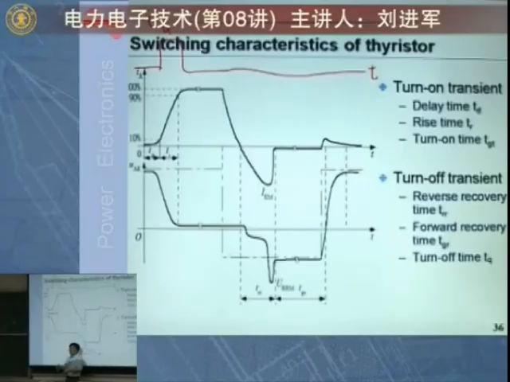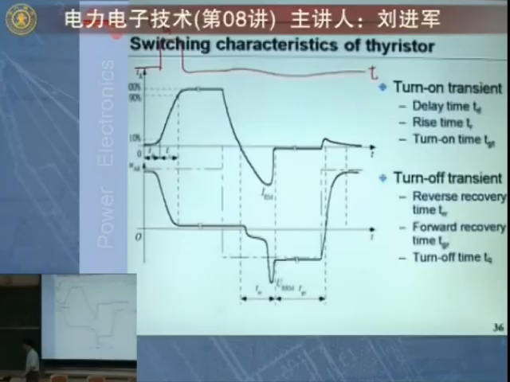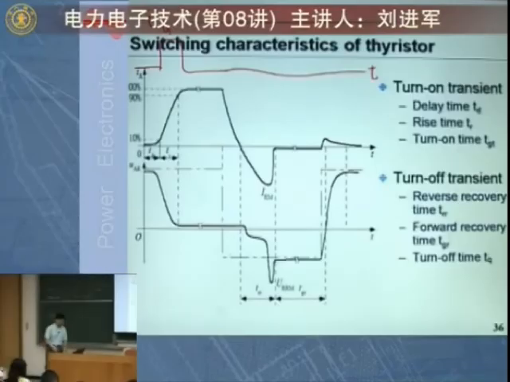Before it's turned on, the outside voltage is all applied to A and K. When it is turned on, the voltage between A and K will decrease to 0, because both of those two transistors are driven to saturation region. The voltage across those two transistors will be very small. So the voltage will decrease to 0 when it is turned on, and the current flowing through the thyristor will be increasing. So you need some time.